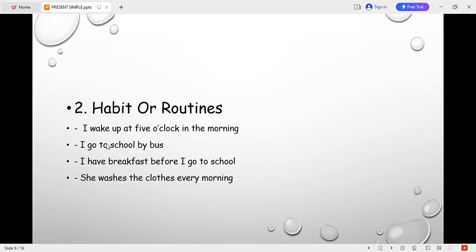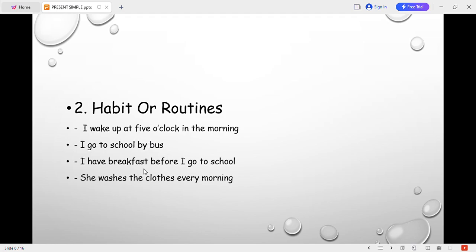So the activity done by the subject I is going to school by bus. Go to school by bus. The habitual action or daily routine refers to the present simple tense.